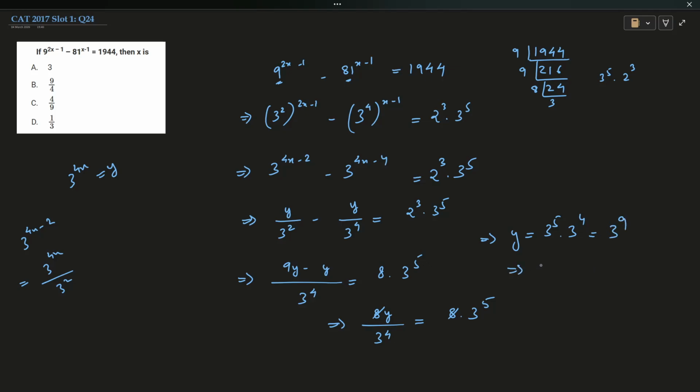And what is y? y is 3 to the power of 4x, right? Base is same. So 4x equal to 9, x equal to 9 by 4. Alright guys, not a difficult one, easy to moderate. Answer will be option B. Let's move on to the fifth question.